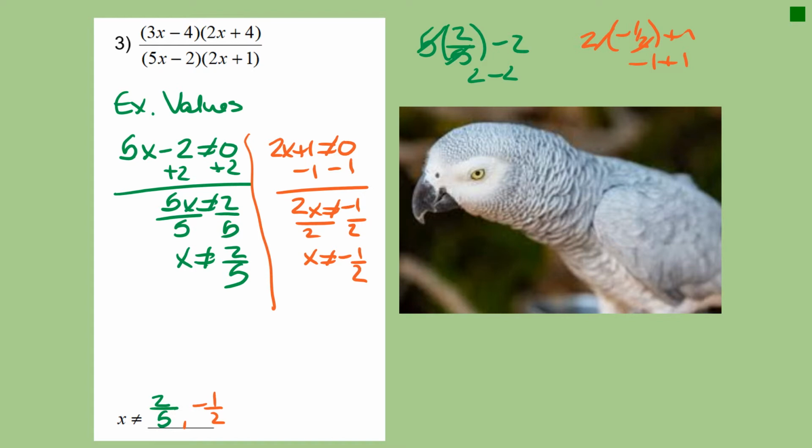So now that I've done the excluded values, I'm going to look at the whole thing. Do I have any factors that cancel? On the top, I've got a 3x minus 4. Nope, I don't have one of those on the bottom. On the top, I've got a 2x plus 4. Nope, I don't have one of those on the bottom. So guess what? Nothing happens. That is my simplified answer.